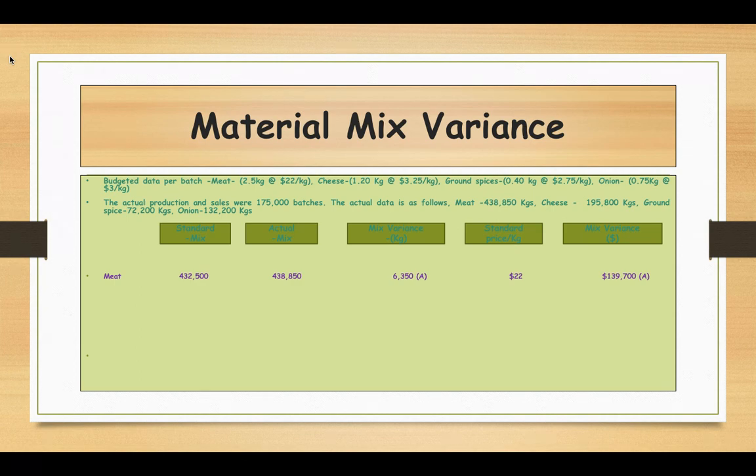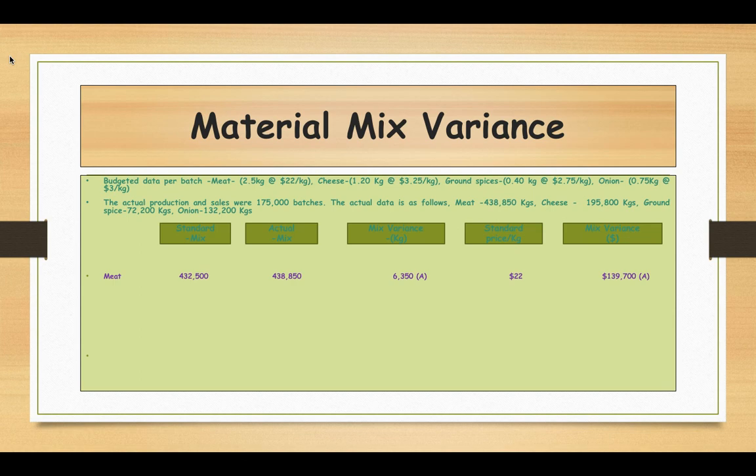Now, if you look at the actual total ingredients we used, meat 438,850 kilograms, cheese 195,800 kilograms, ground spice 72,200 kilograms, and onions 132,200 kilograms. So if we add all those together, we will get 839,050 kilograms. So I'll repeat it again. According to the standard, if we use 4.85 kilograms of total ingredients, out of that 2.5 kilograms should be the meat. But we have used 839,050 kilograms of total ingredients.